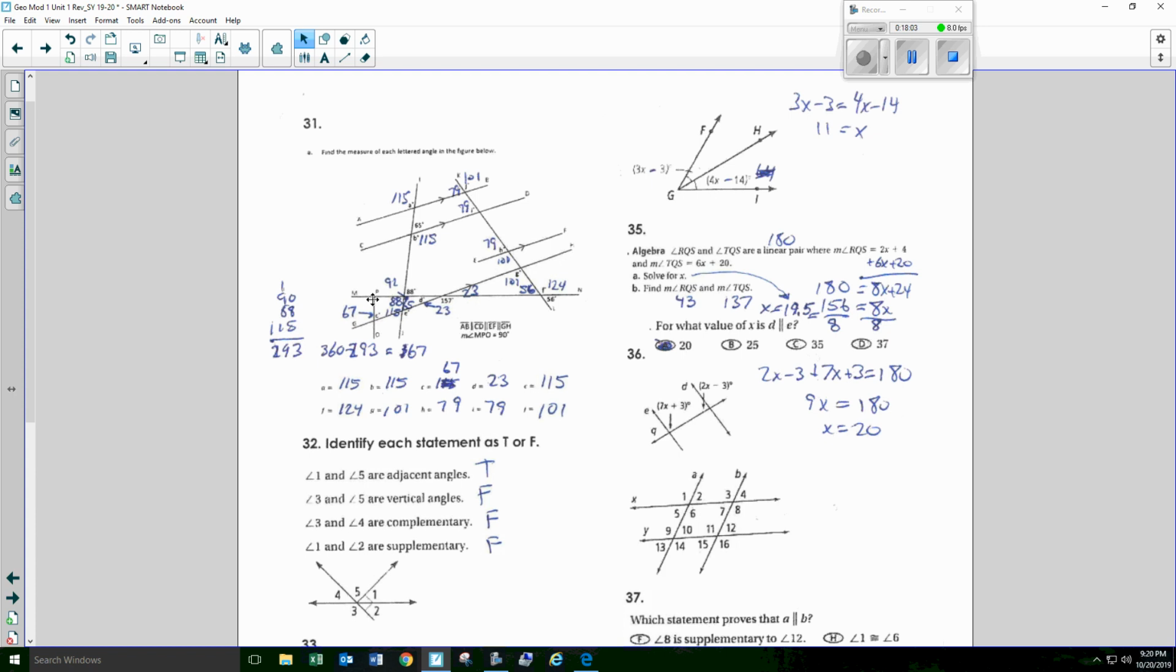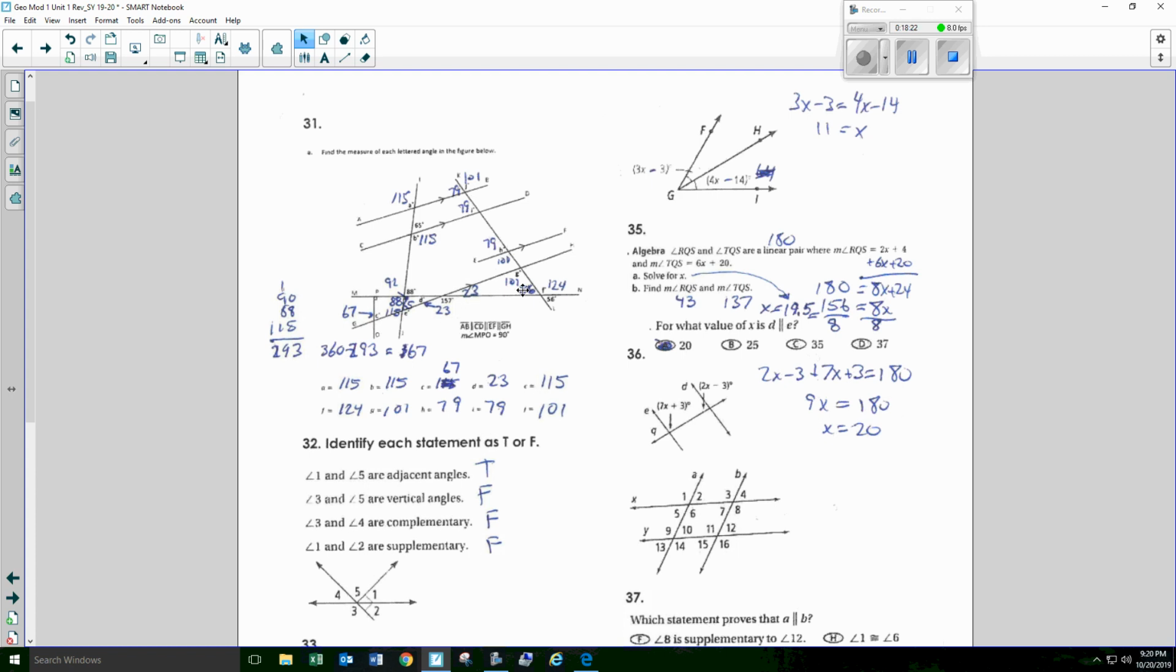Okay, this already is 90, so I have 90 plus 88 plus 115 plus angle C adds to 360. I have a quadrilateral. Remember, all convex quadrilaterals add to 360. So I have 3 of the 4 right there, which are these 3 right here. Subtract from 360, and I get 67 there.